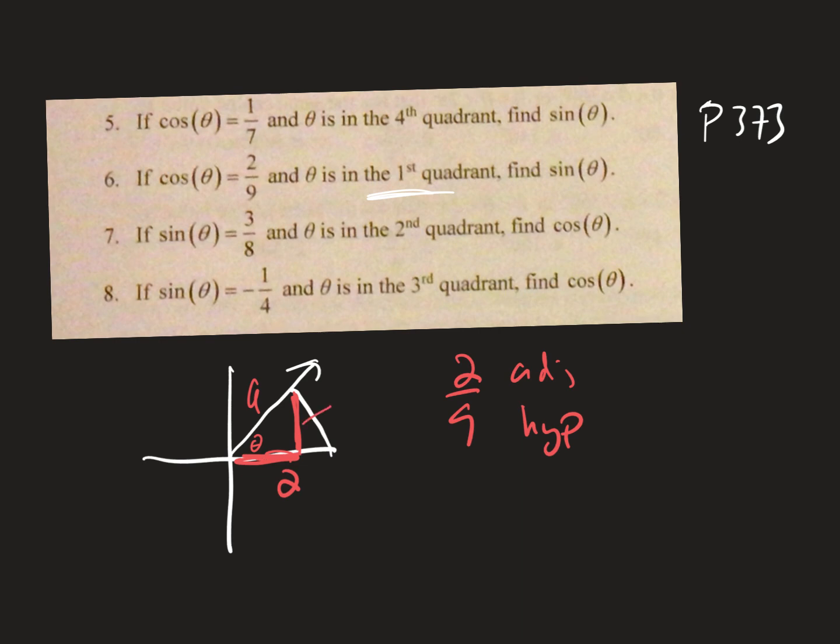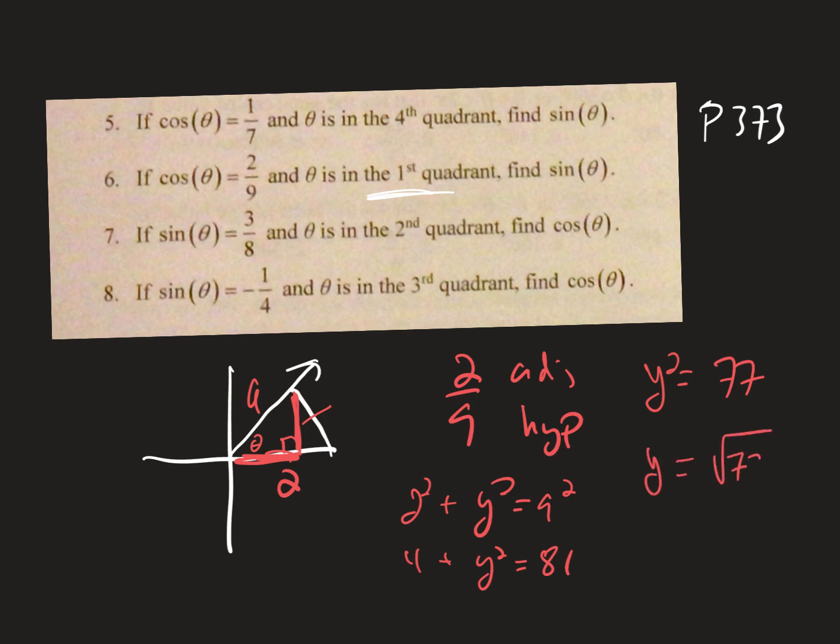Since this is a right triangle, I'm going to say that 2 squared plus y squared, or the opposite side, equals 9 squared. So that's going to give me 4 plus y squared equals 81. I'll subtract 4. Y squared equals 77. And then I'll take the square root. Because we're in quadrant one, we don't have to worry about any negative square root. So we know that this side is square root of 77.